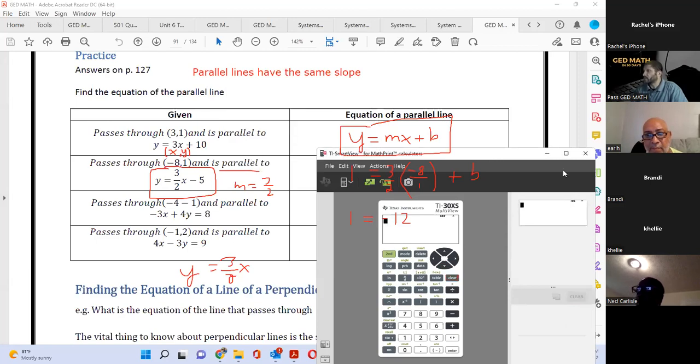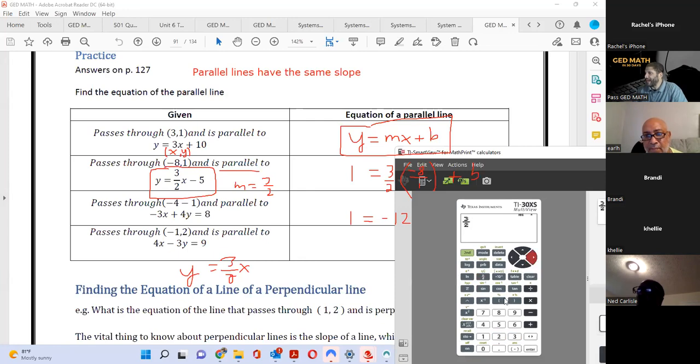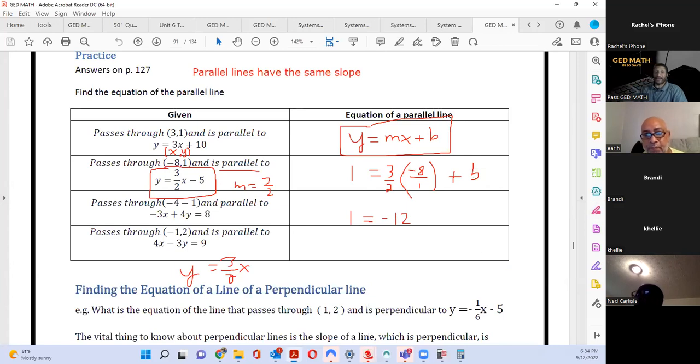So 3 over 2 times, remember, you've got to get out of that fraction by hitting that right arrow, times -8. Because my expression either starts with a negative or is in parentheses, I have to use that negative next to enter. I also got -12. So again, when you're doing this work by hand, also check it with your calculator. You need to get in the habit of checking almost every calculation you do by using your calculator. Okay, so we got -12.